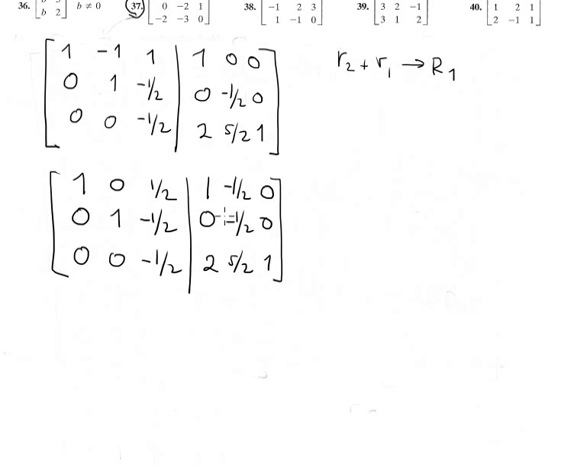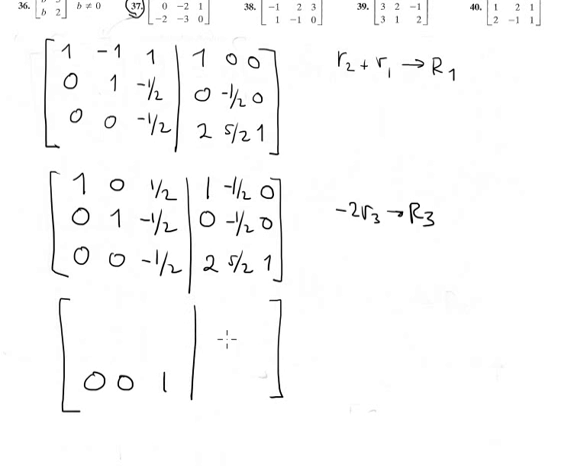Okay. Again, I need 1 here and this pivot, so I multiply by negative 2 row 3 and store in the new row 3. When you multiply by negative 2, we have then 0, 0, 1, negative 4, negative 5, and 1. And the rest stay the same.